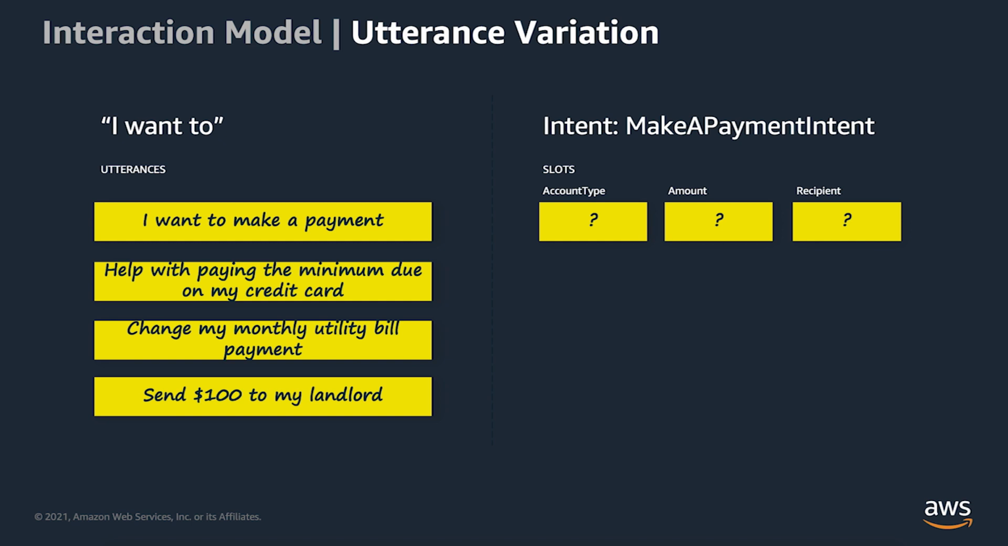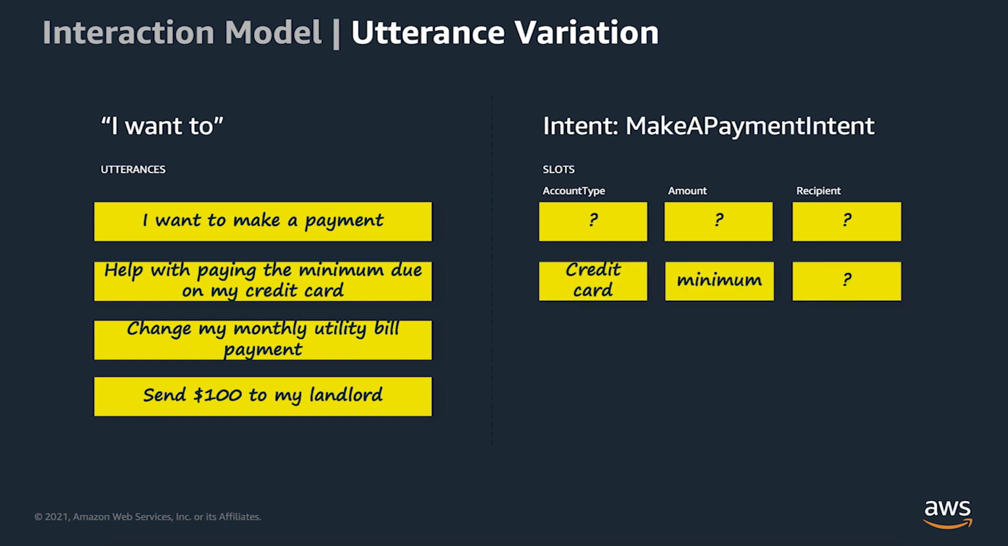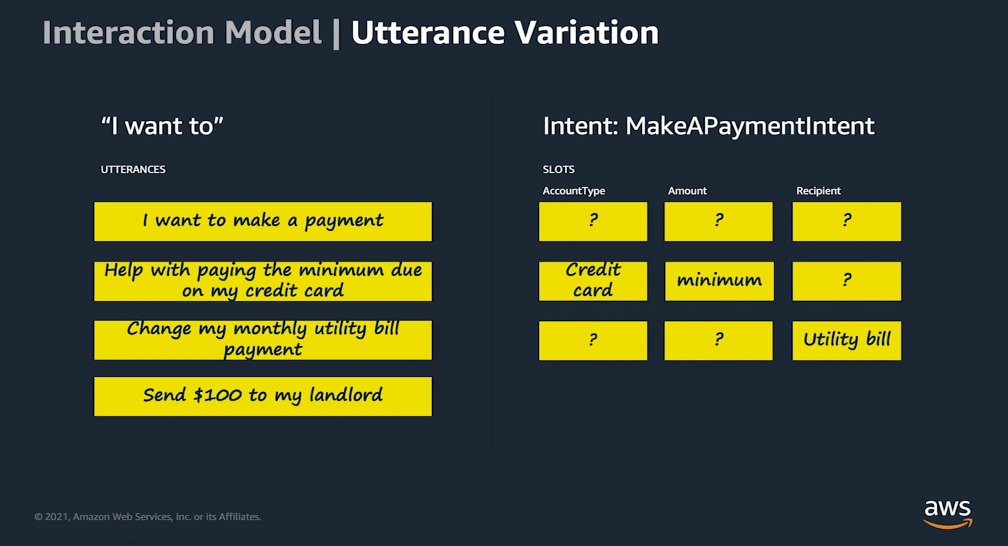It wants to make payment on the credit card, and the payment amount is the minimum due. What about the next one? The next one, I think we only know the recipient is the utility bill. Exactly. And then finally, the amount is $100 and the recipient is the landlord.